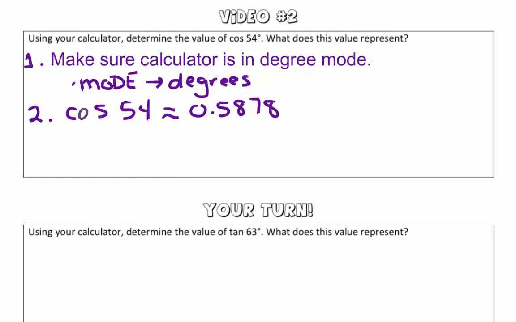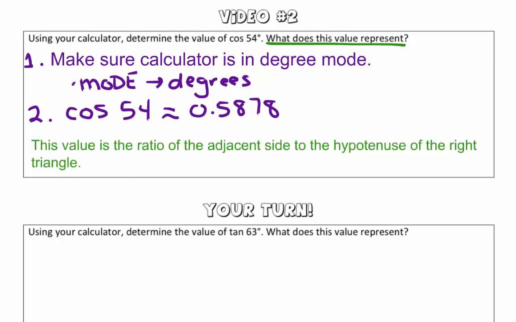And the second part of this question is asking us, what does this value represent? So whenever we're typing in cosine of an angle, sine of an angle, or tangent of an angle, these represent something. So in this case, we're asking, what does cosine of 54 represent? This number is the ratio of the adjacent side to the hypotenuse of the right triangle. Again, this is specific just for the cosine of 54 since we're using cosine.